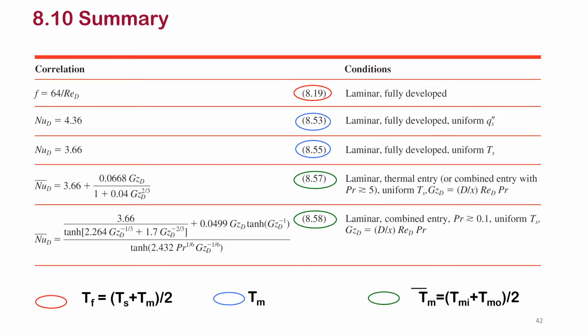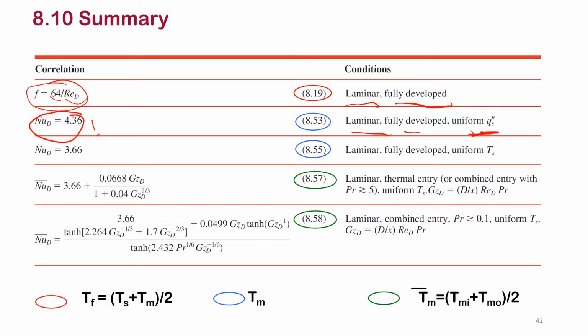In addition, we need to consider if the flow is in the entry region or in the fully developed region. So these are the main concerns that we have for the internal flow. So first, we talk about the friction factor, which is for the fully developed laminar flow, 64 over Reynolds number. So if you have a laminar flow, uniform heat flux, the Nusselt number is constant.